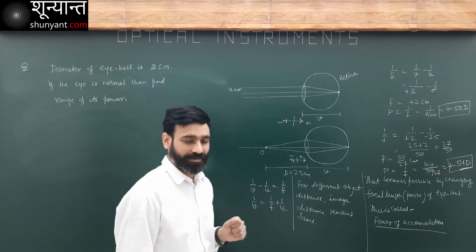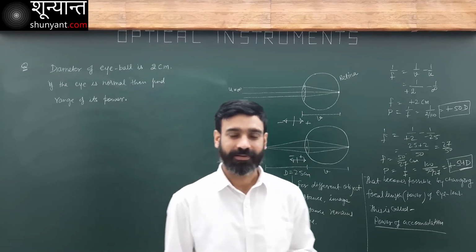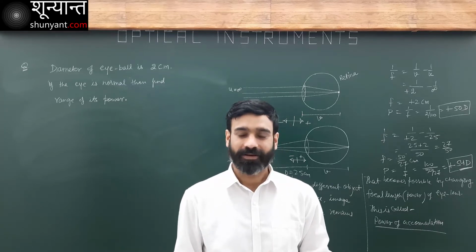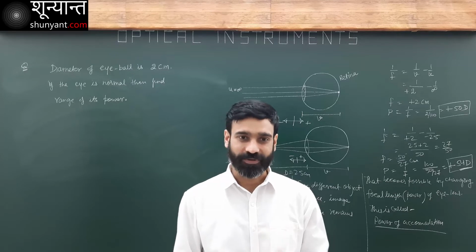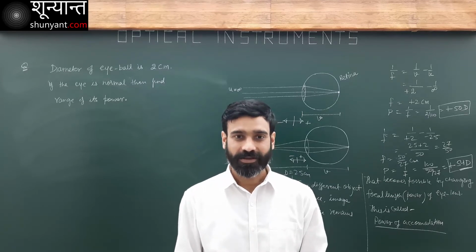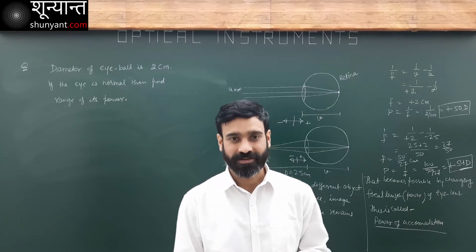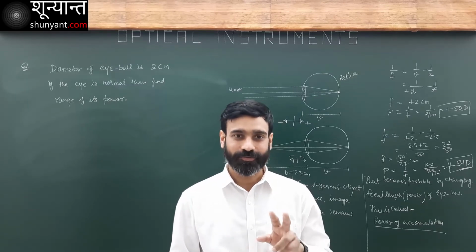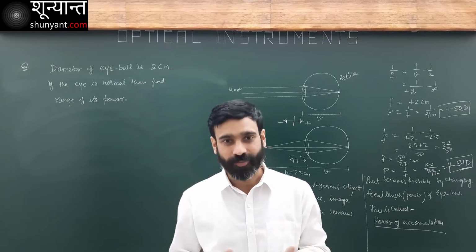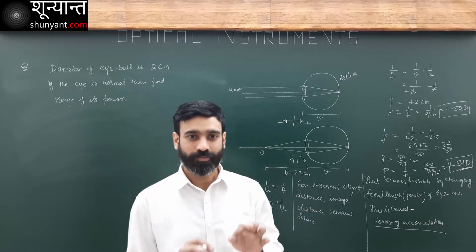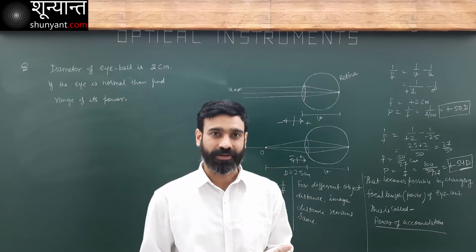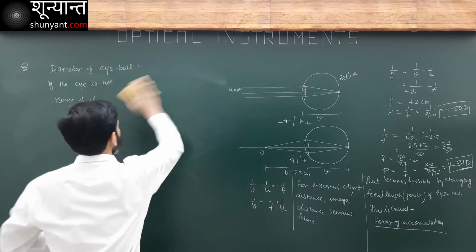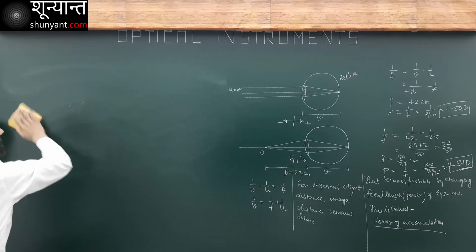Now if there is any defect in the eye, then things change. Okay. Hundreds of types of defects are possible in eye, but as far as physics is concerned, we are going to discuss two major and most common defects in human eye. Okay, let's discuss those defects.